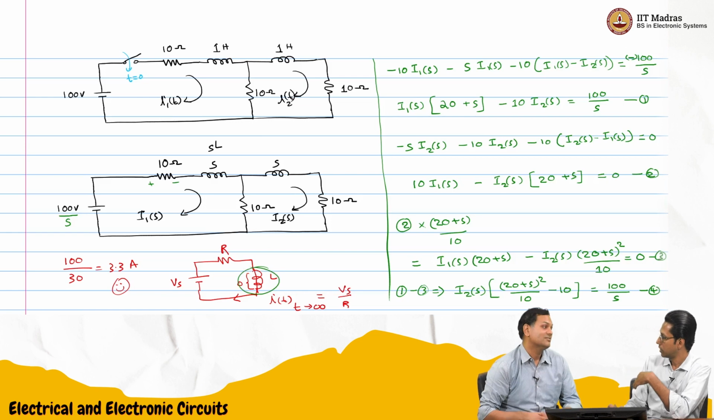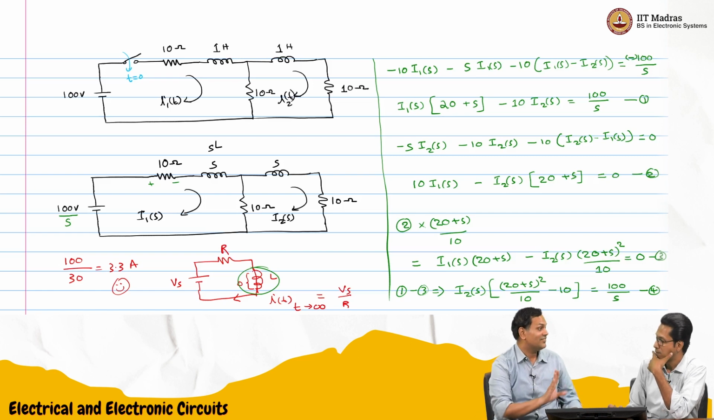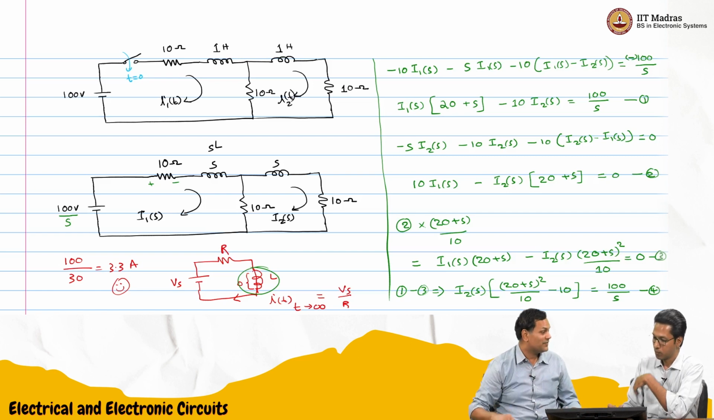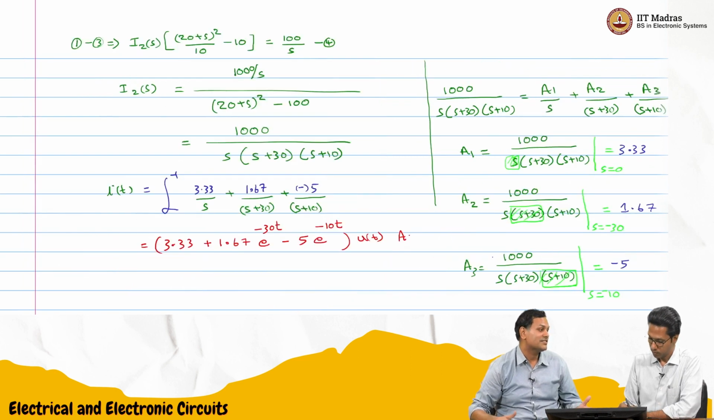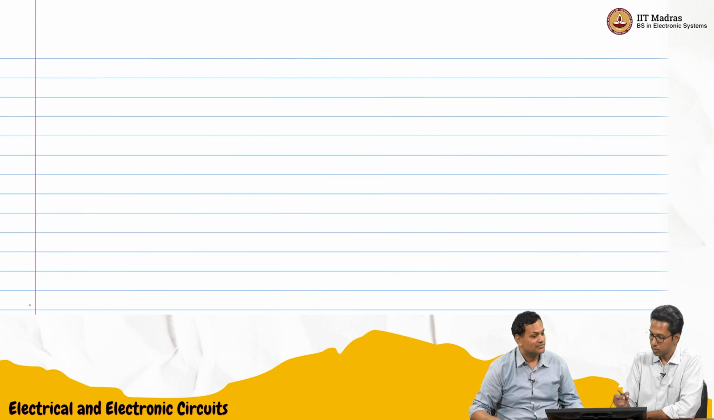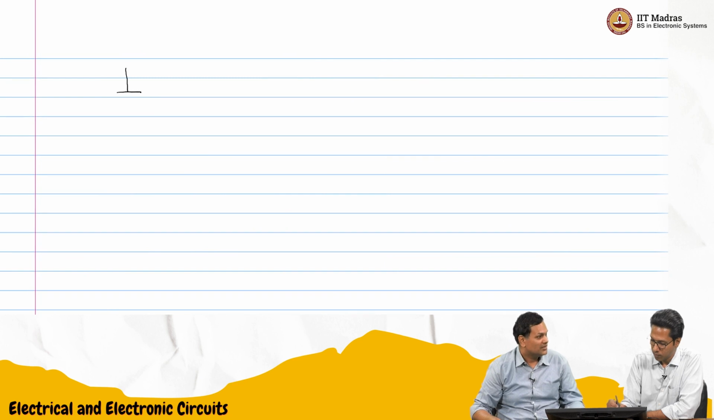If it's a DC source, finally the inductor will be a short circuit. Similarly, if you have a capacitor, it will be an open circuit. So if you have a circuit with capacitors and you find i of infinity and v of infinity, that should correspond to the capacitor being open circuit. How do you say that? I am thinking that if there is a capacitor, finally the current should be 0.